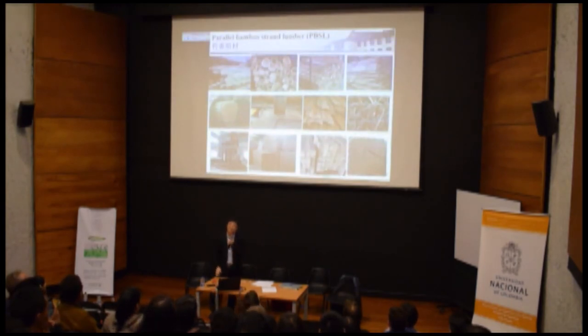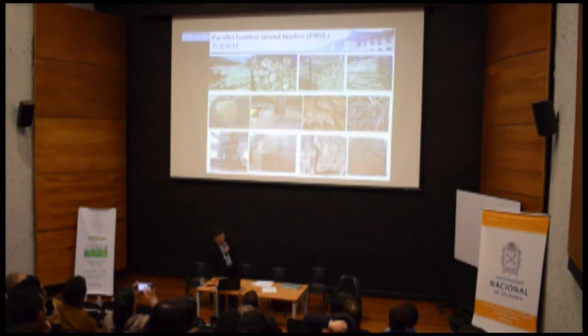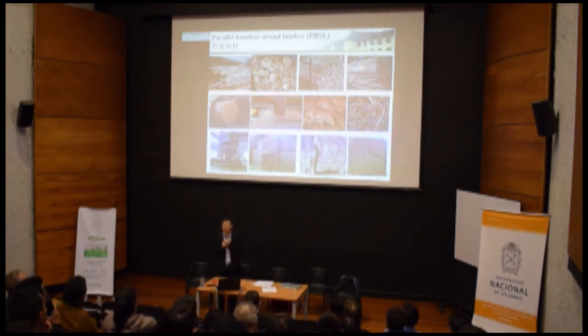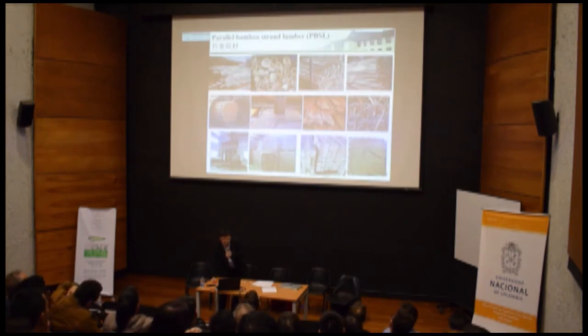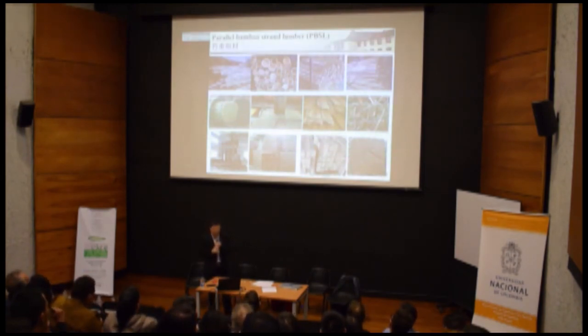Now let me introduce another engineered bamboo. We call it parallel bamboo strand lumber, but some scientists call it scrimber bamboo. As can be seen clearly from these photos, the original bamboo will be disassembled into bamboo bundles, and all bundles will be soaked in glue. Finally, the workers put all the bamboo bundles into steel molds and press them together to form a big block. We call it scrimber bamboo or PBSL.